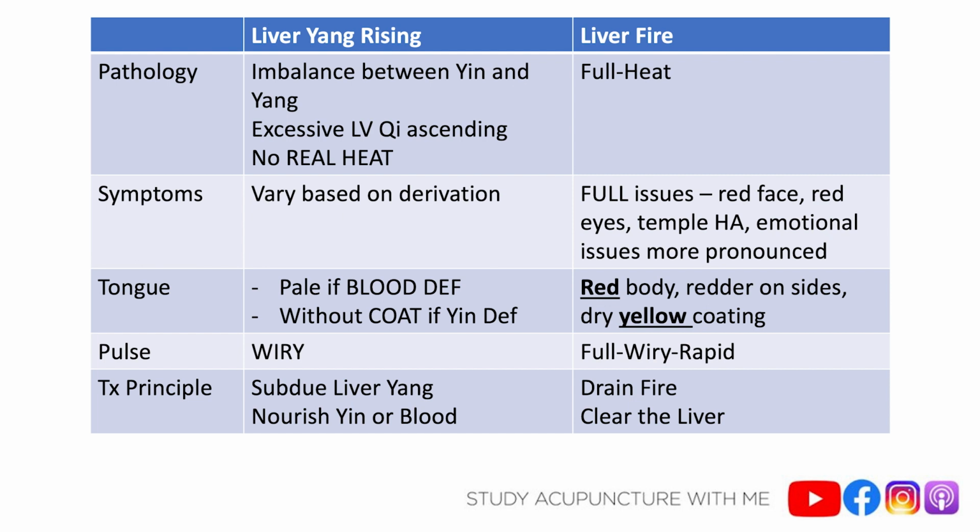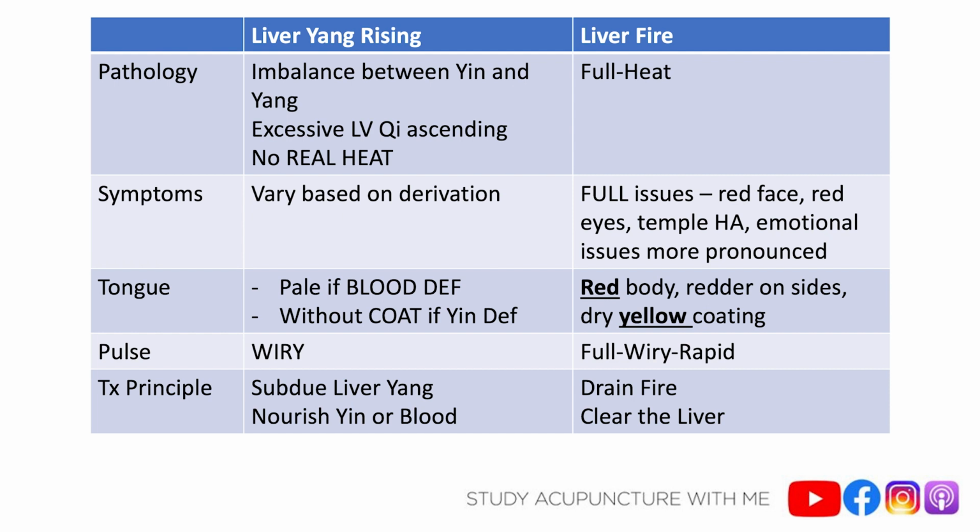Unlike with liver fire blazing, which is a full heat condition. It's just straight up full fire. And with liver fire blazing, it comes from chronic liver qi stagnation. That chronic liver qi stagnation eventually turns into stagnant heat, and that stagnant heat eventually turns into fire.